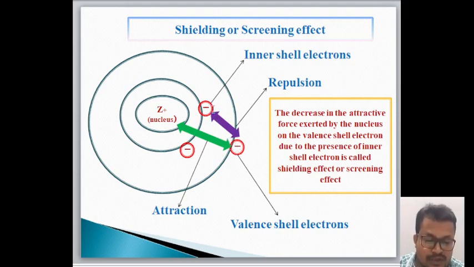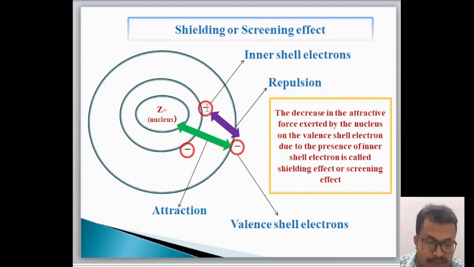As a result of this force of repulsion, what will happen? The nuclear charge that should be felt by this particular electron from the nucleus will decrease. This decrease in nuclear charge due to the presence of inner electrons is known as the shielding or screening effect. Here the definition is given: the decrease in the attractive force exerted by the nucleus on the valence shell electron due to the presence of inner shell electrons is called the shielding effect.